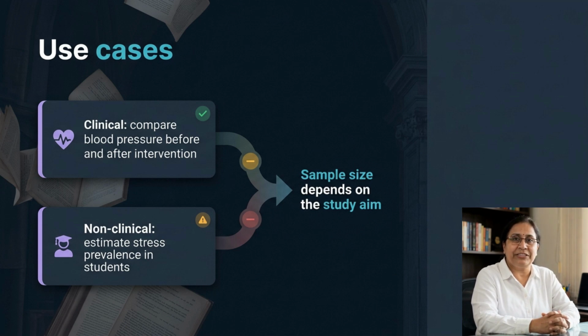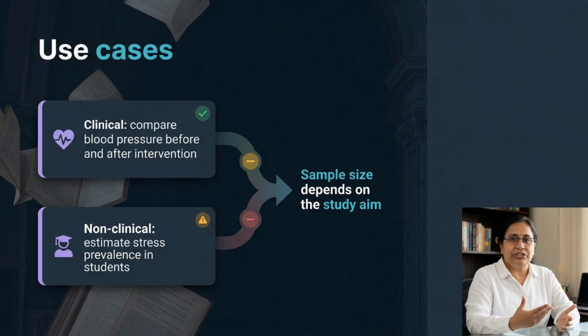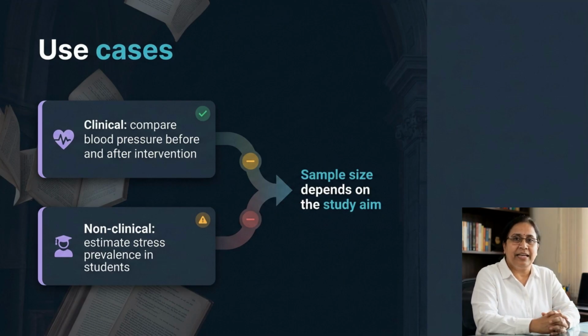So remember this clearly. Sample size is not just a number to fill into a form. It is a planning decision related to the study's aim. In the next video, we will move to another very practical topic: what AI gets wrong in statistics planning.